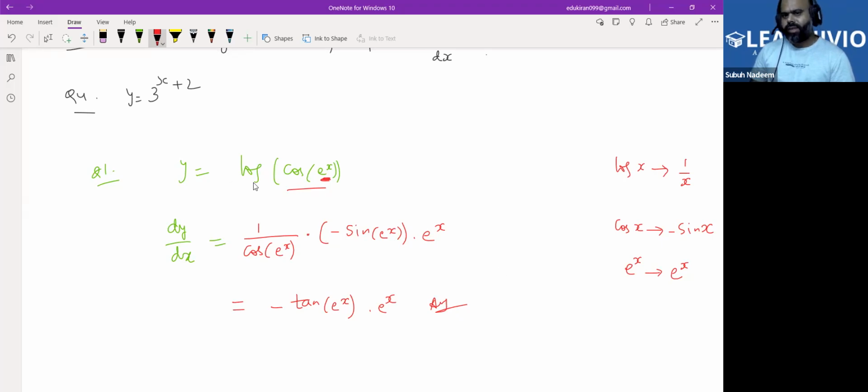So what we do, we take the outside function, we differentiate it with respect to whatever is inside. We get that. Then we do this with the next inner function and we keep on doing this.